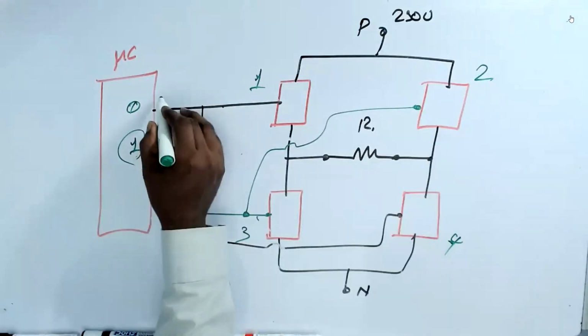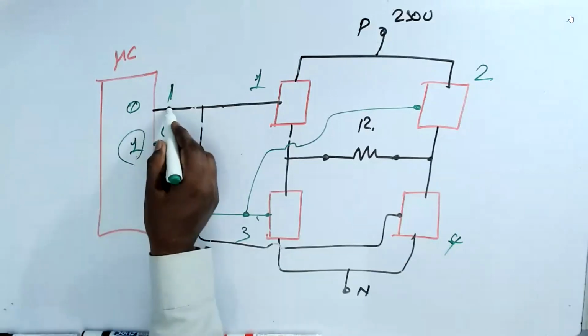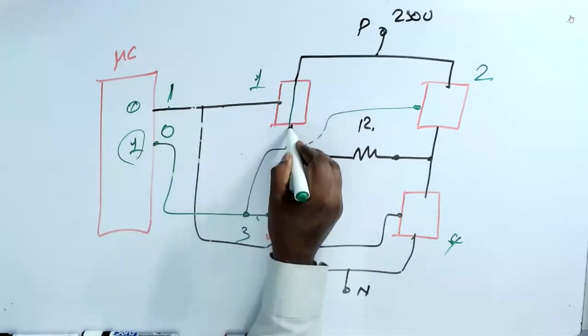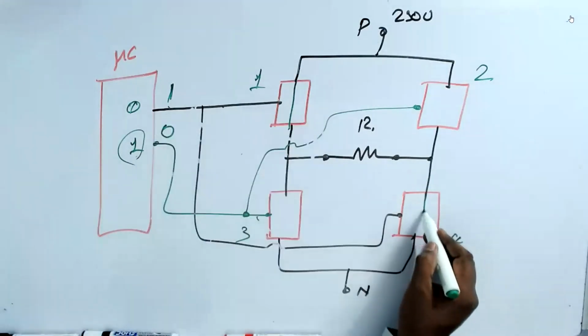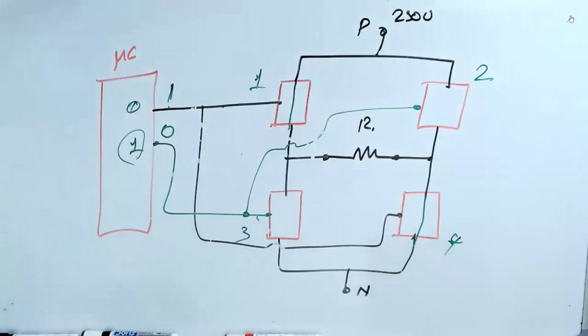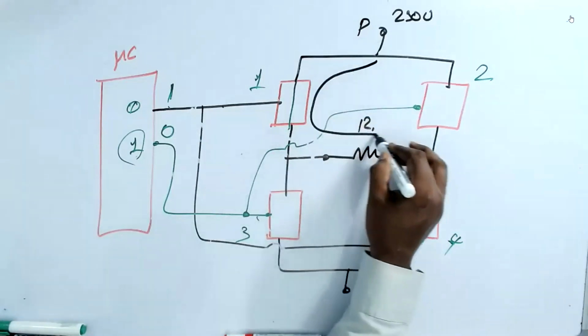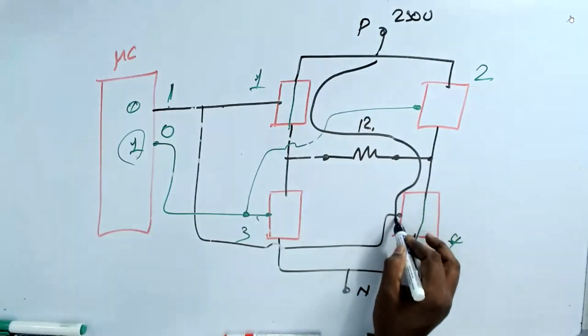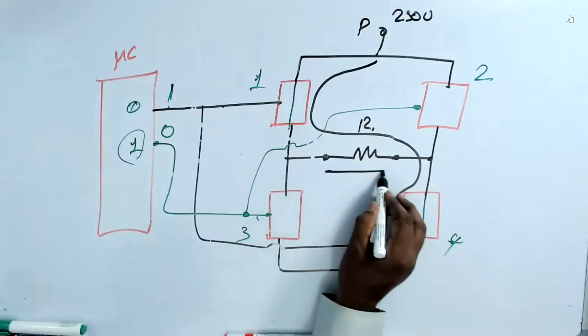Now I make this as a 1, this as 0. What happens? When this is 1, this is on. And this is 1, this is on. Now what happened? The current is flowing through this. So the current is flowing via resistor like this.